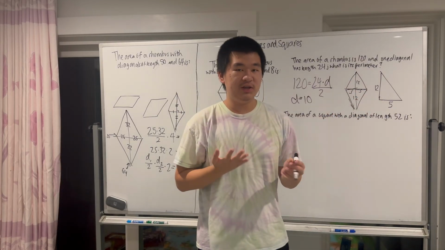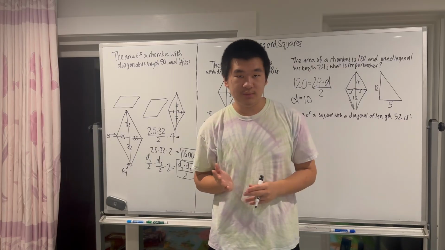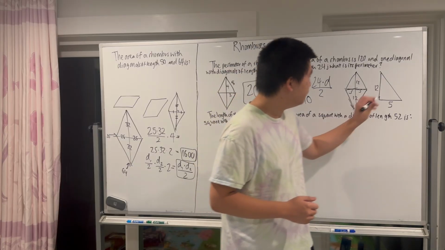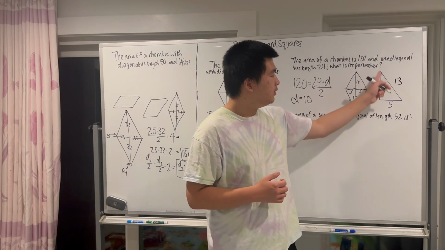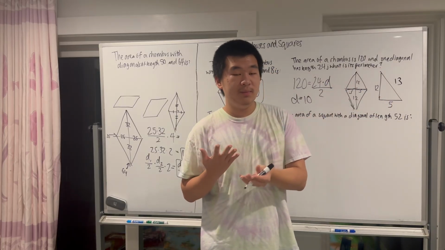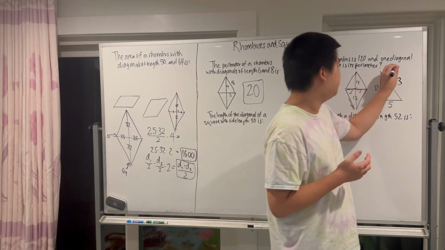Now, once again, when you see legs of length 5 and 12, what you should automatically think about is a 5, 12, 13 right triangle. Another, what I would say is the second most common right triangle, 5, 12, 13. And here, once again, we can find the hypotenuse. The hypotenuse is 13, which is also the side length of the rhombus. So to get the perimeter of the rhombus, we just multiply the side length by 4. So it's 13 times 4, which is 52.